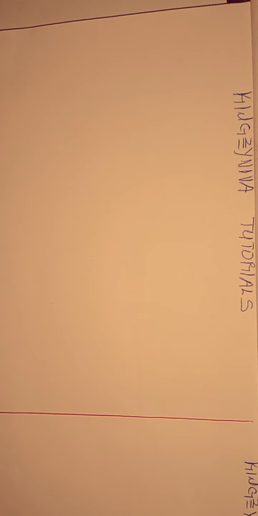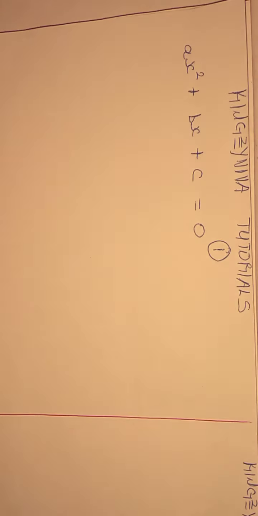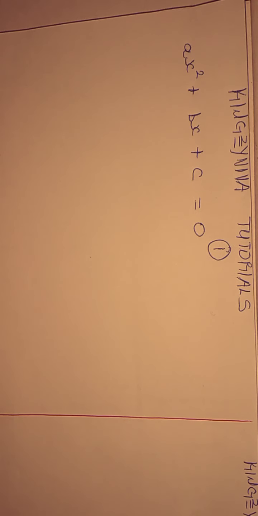We have the equation here. This is question 1 that I'm now attending to. We have the equation given to us, which is ax squared plus bx plus c equal to 0. And then we are told to find the sum of the roots of the equation.